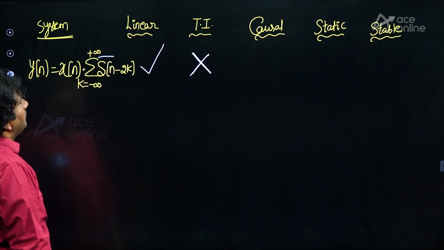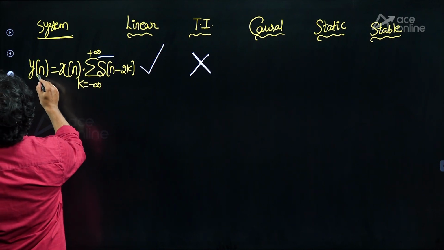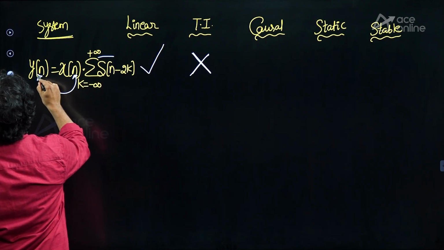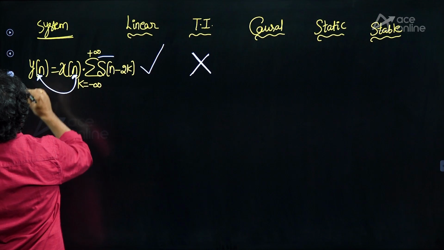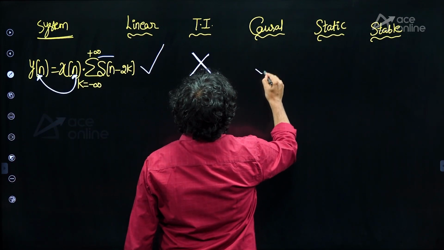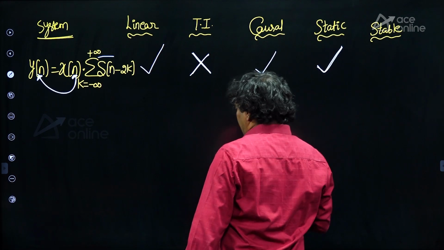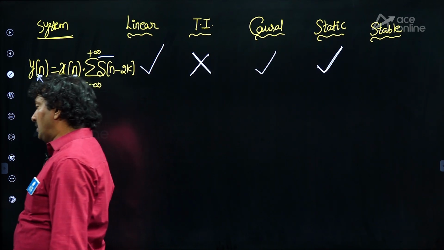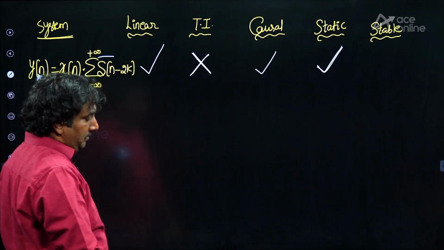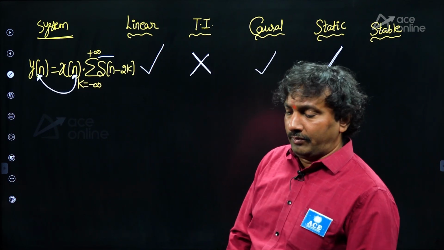So it is a time variant system. Causality requirement: present output should depend on present input. It is satisfying. Of course it is static, as the input and output are observed at the same instant. Once the system is static, automatically it is causal. You are aware of that point.